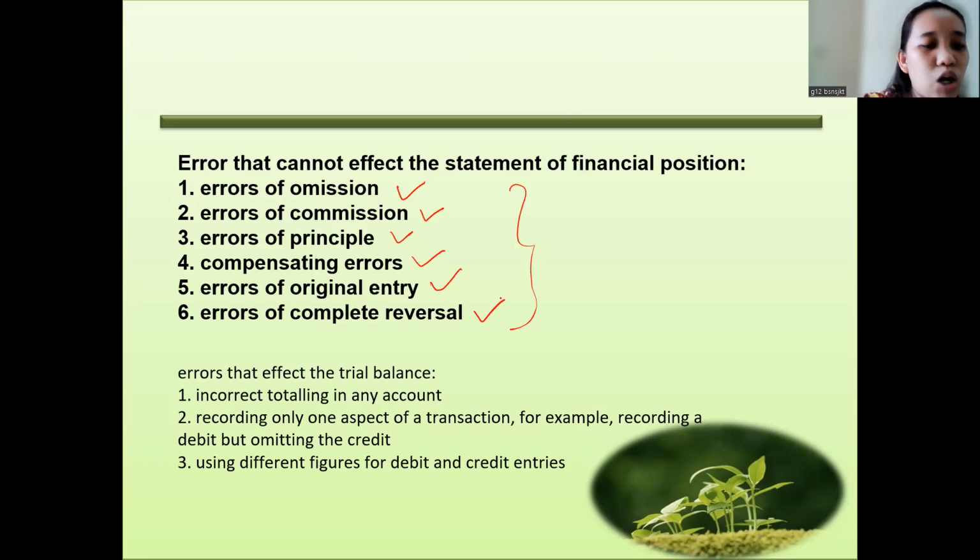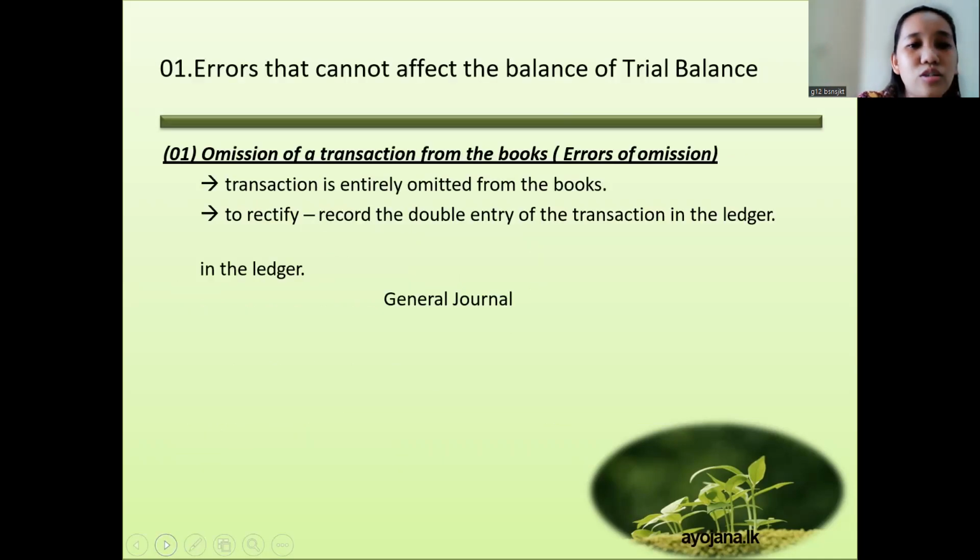The second one is error that affects the trial balance. We can see that the total of debit is not the same as the total of credit. The reasons for it are, first, incorrect totals in an account, maybe from carelessness; second, recording only one aspect of a transaction. For example, we only record the debit side but forget to record the credit side. Obviously, the balance is not equal. The third one is using different figures for debit and credit. Okay, let's talk about this one by one. So error that cannot affect the trial balance. The first one is omission.